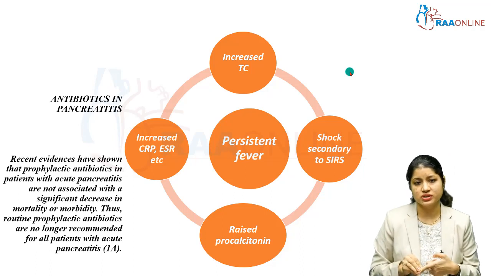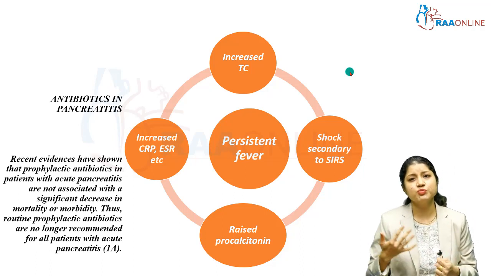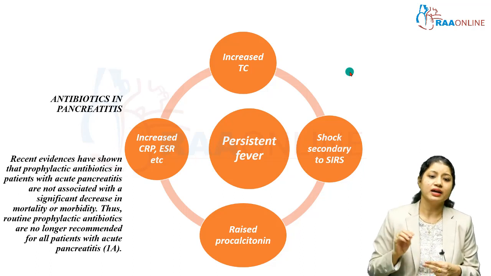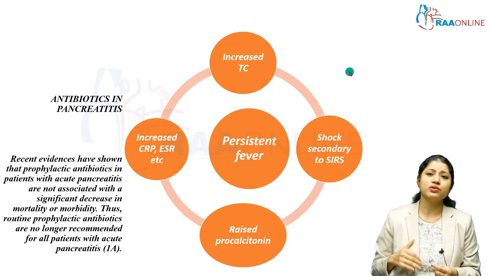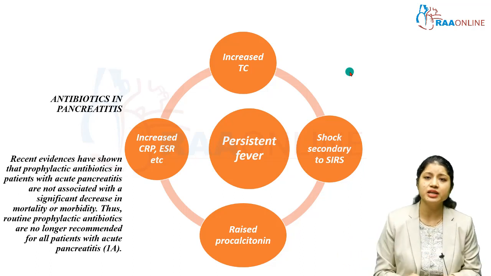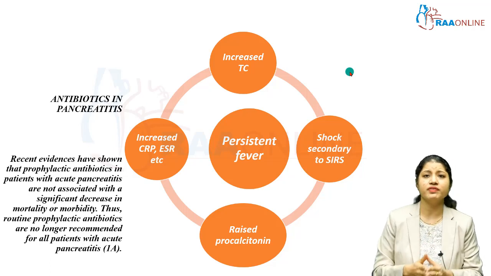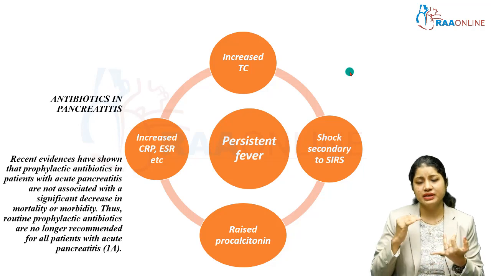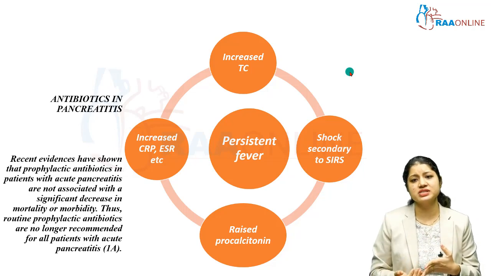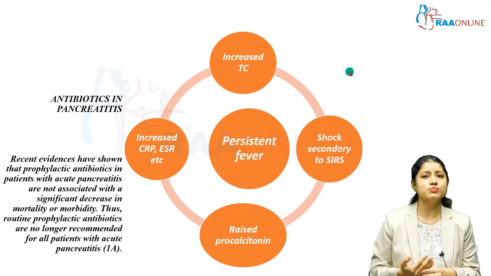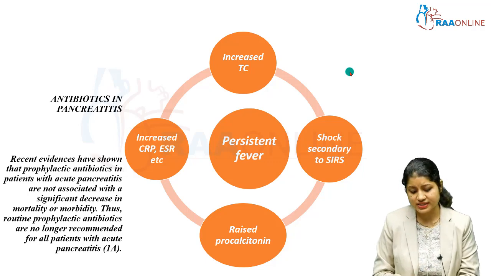is an inflammatory response. So routine usage of prophylactic antibiotics in pancreatitis is definitely not suggested, and it's a grade 1A recommendation that usage of antibiotics in pancreatitis does not decrease any mortality or morbidity. It does not confer any mortality benefit. So be very sure that if you are in the first 72 hours to 1 week of pancreatitis, the increase in fever, inflammatory response, shock, total count, CRP, or ESR is most of the time secondary to your SIRS response.